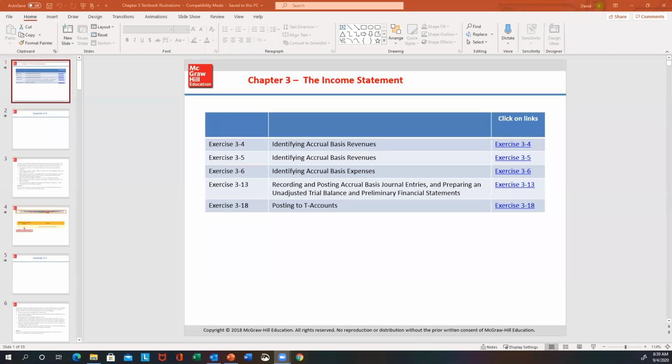All right, so let's check out some problems in Chapter 3. We're going to first look at some accrual-based revenue problems and also some accrual-based expenses. And then we'll do some recording and posting of some journal entries on your adjusting entries, and also look at the T accounts. All right, so first one we'll take a look at.